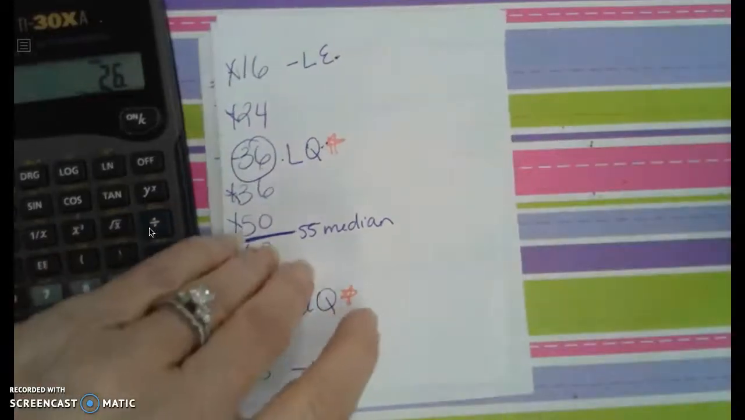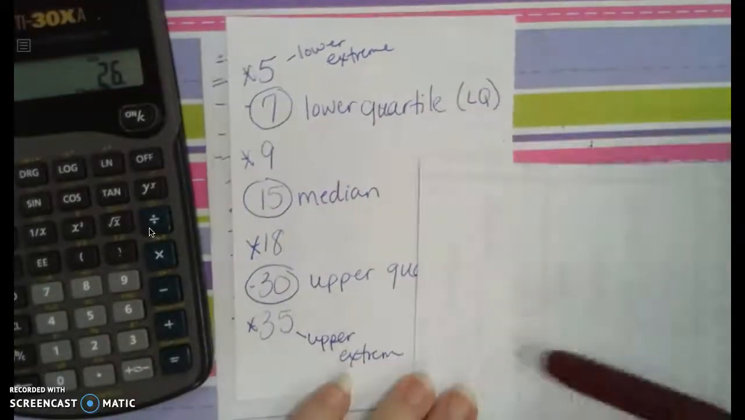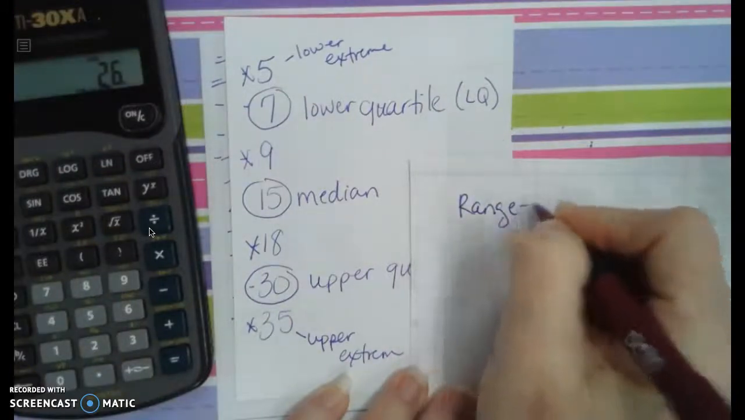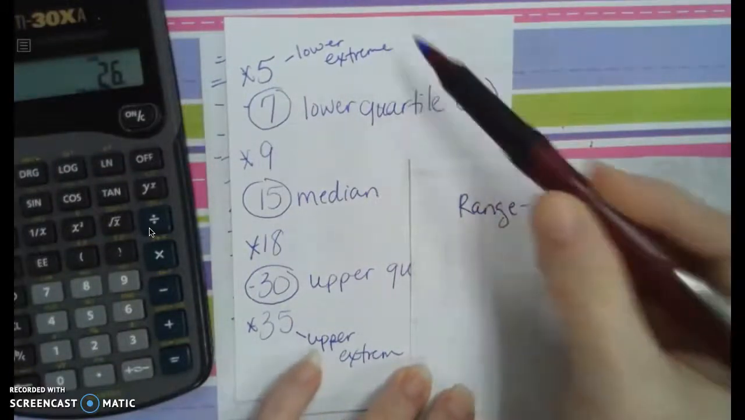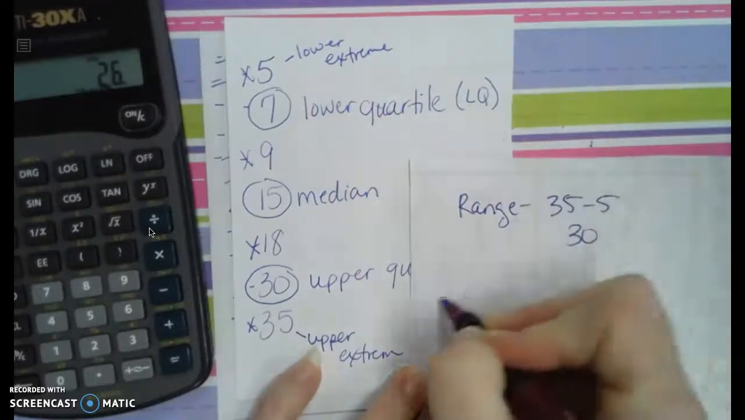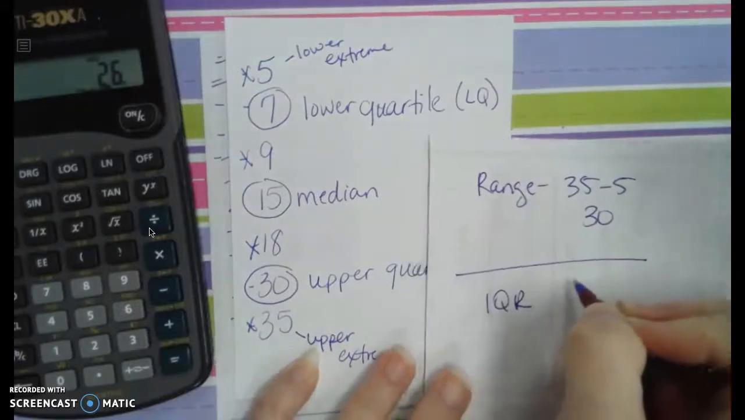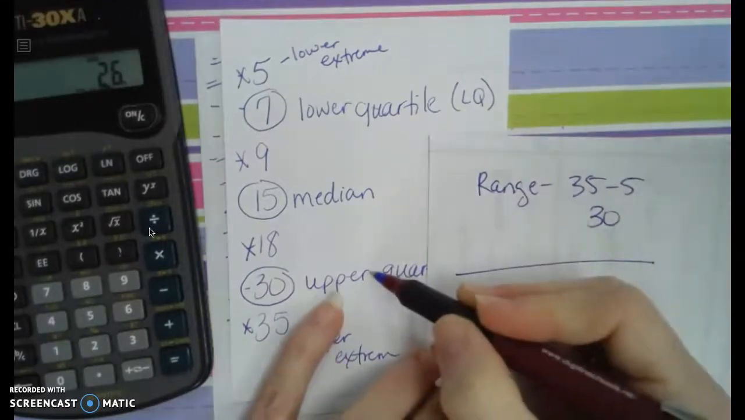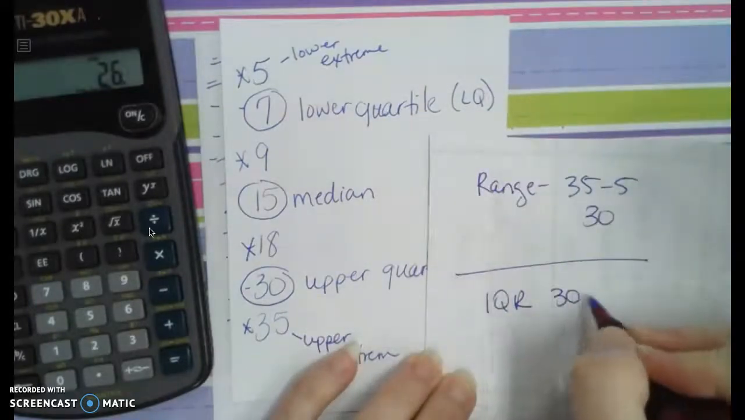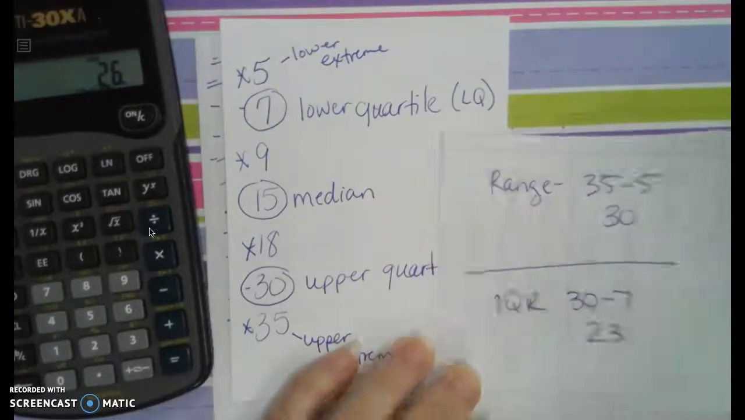Okay, we're going to try one of the other ones. Okay, I think I talked about this one at the very beginning anyway. I mentioned the word range. So range is going to be to subtract our 2 extremes. So we're going to subtract 35 minus 5, which our range is 30. Now our interquartile range is going to be subtracting our quartiles. So we're going to take our upper quartile and subtract our lower quartile. So 30 minus 7, which is 23 for our interquartile range for that one.